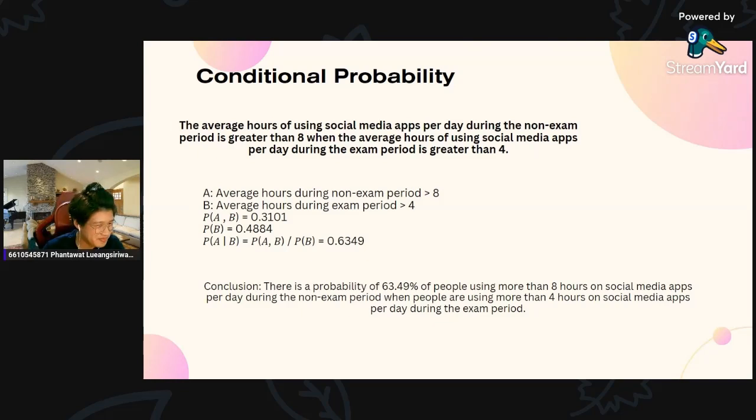0.6349. In conclusion, there is a probability of 63.49% of people using more than 8 hours on social media apps per day during the non-exam period when people are using more than 4 hours on social media apps per day during the exam period.